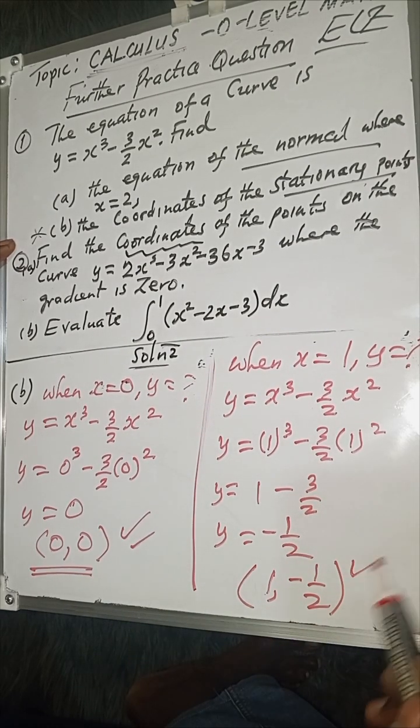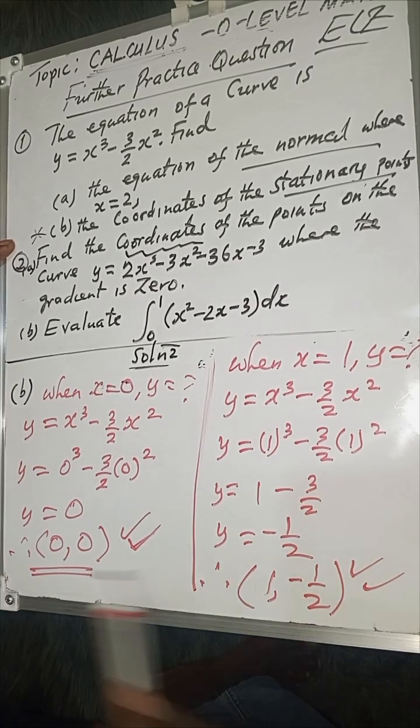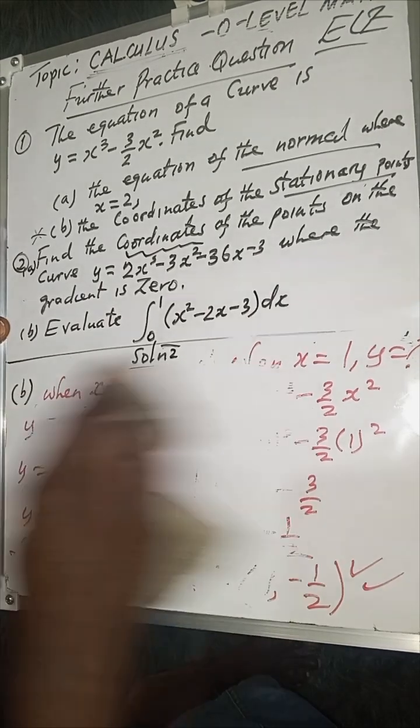So these are the coordinates that they wanted us to have. So this one here and the other one there. So these are the coordinates. So that's the way you can work that out.